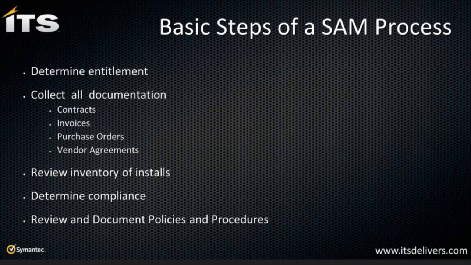When I say type, I mean per processor. Is it a concurrent license? Is it per installed node? There are a lot of types that can change what your end result compliance number will be. So you want to make sure to get all this information and accurately record it at the top level, determining your entitlement. Get all that information together, collecting all the documentation, vendor agreements, license agreements, anything that was associated with the purchase of the license.